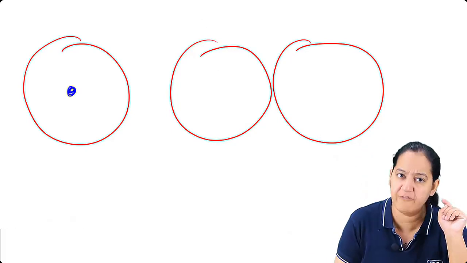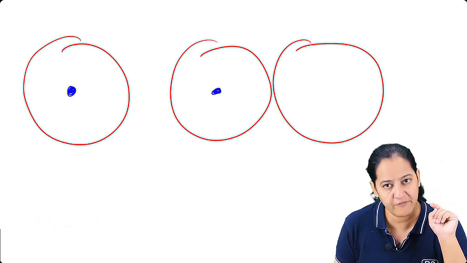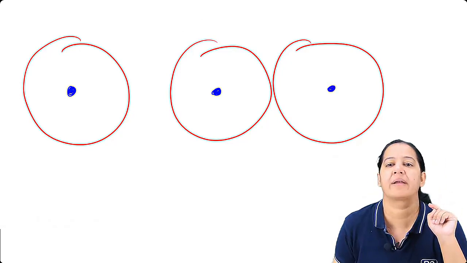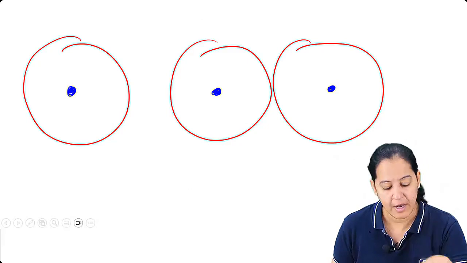Here is the colony of a bacteria. Here is the colony of a bacteria. And here is the colony of a bacteria. This is a bacterial colony I have drawn. On blood agar, we have blood.